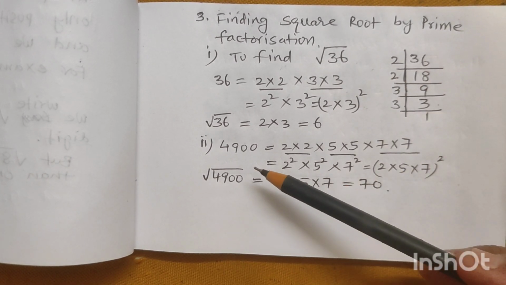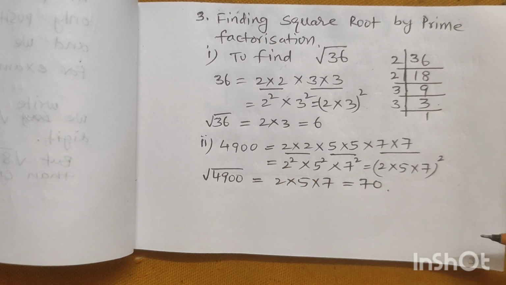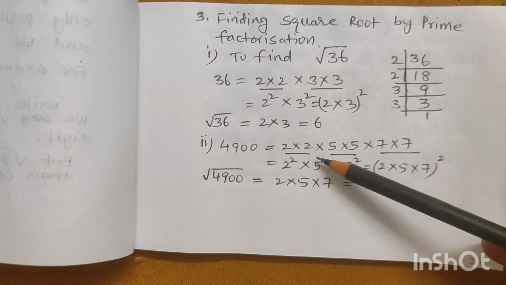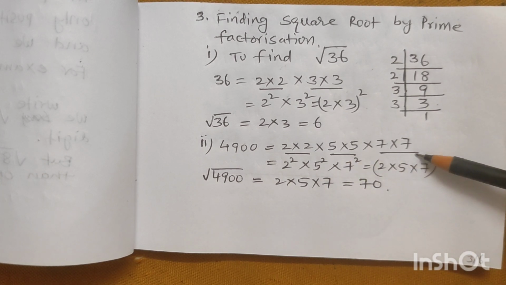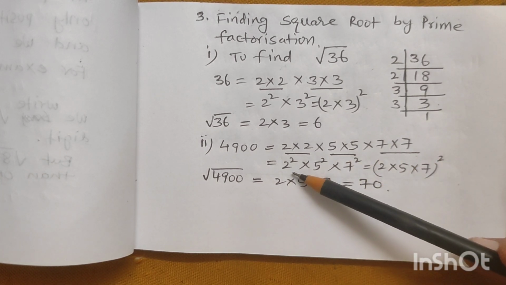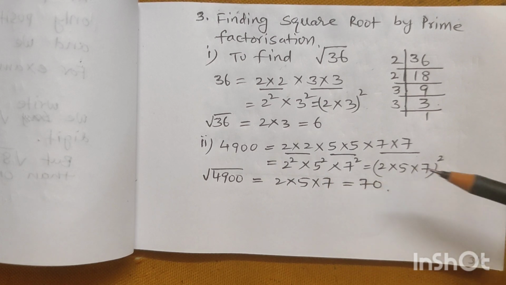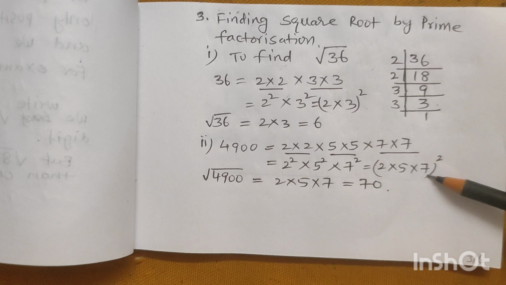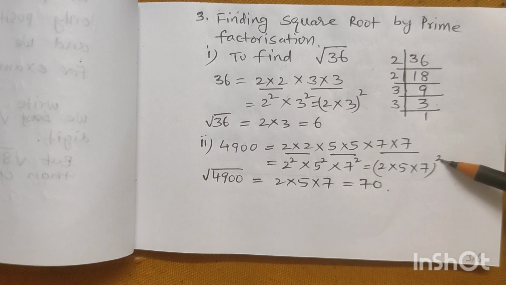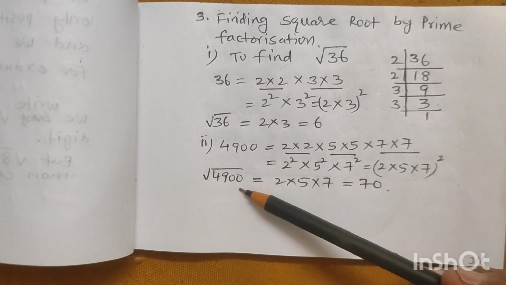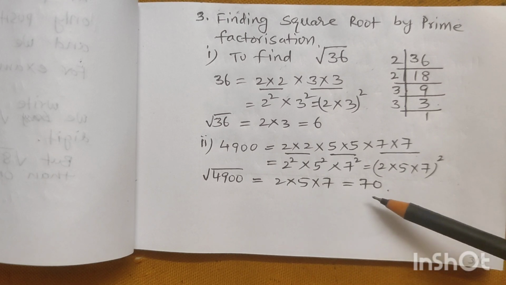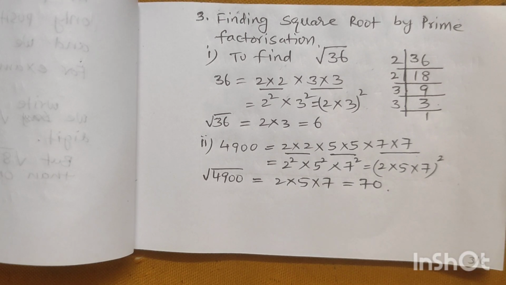Another example, 4900. We find the prime factors and write it like this. We pair them. There are 3 pairs, 2 square, 5 square, 7 square. We write this is equal to 2 into 5 into 7 whole square. So the square root of 4900 is 2 into 5 into 7 equals 70.